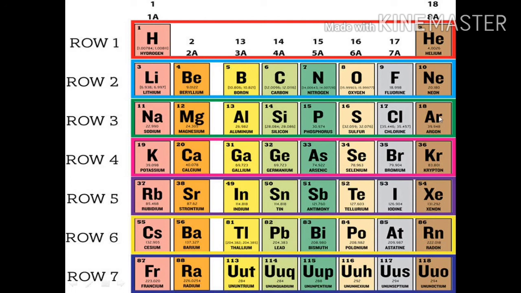Second period is a short period. Third period is also a short period. It has 8 elements again. And then we have the fourth period with 18 elements, which is a long period. And in the fifth period we have 18 elements again, which is a long period. And in the sixth period there are 32 elements.